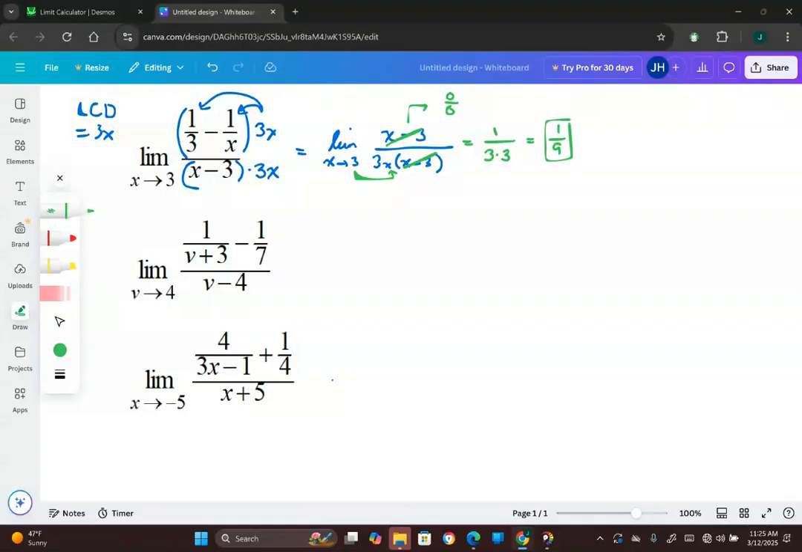I call this method using common denominators to simplify my expression and get it to the point where we can cancel out those common factors top and bottom that yield that 0 over 0 indeterminate form.